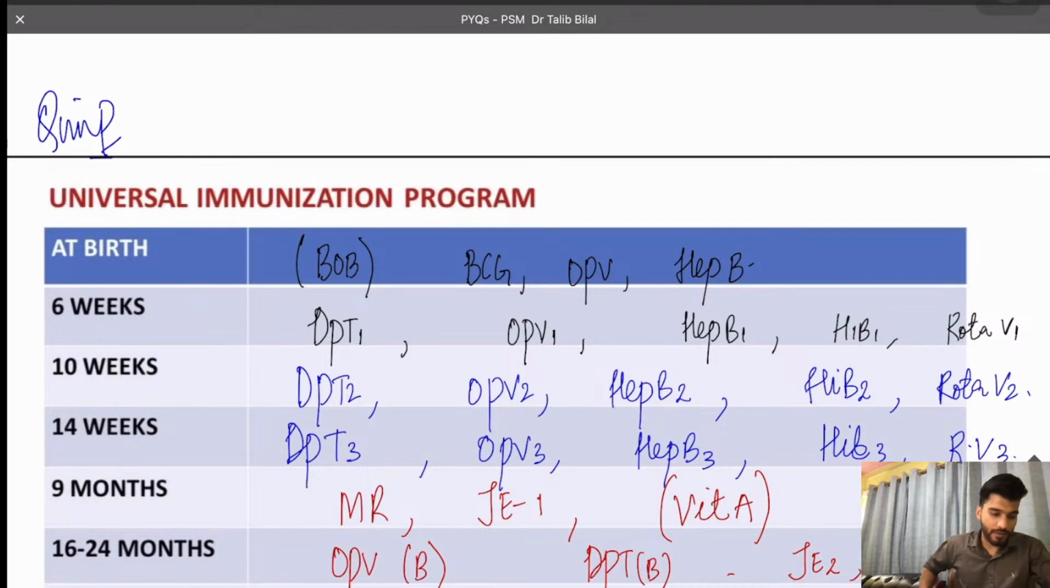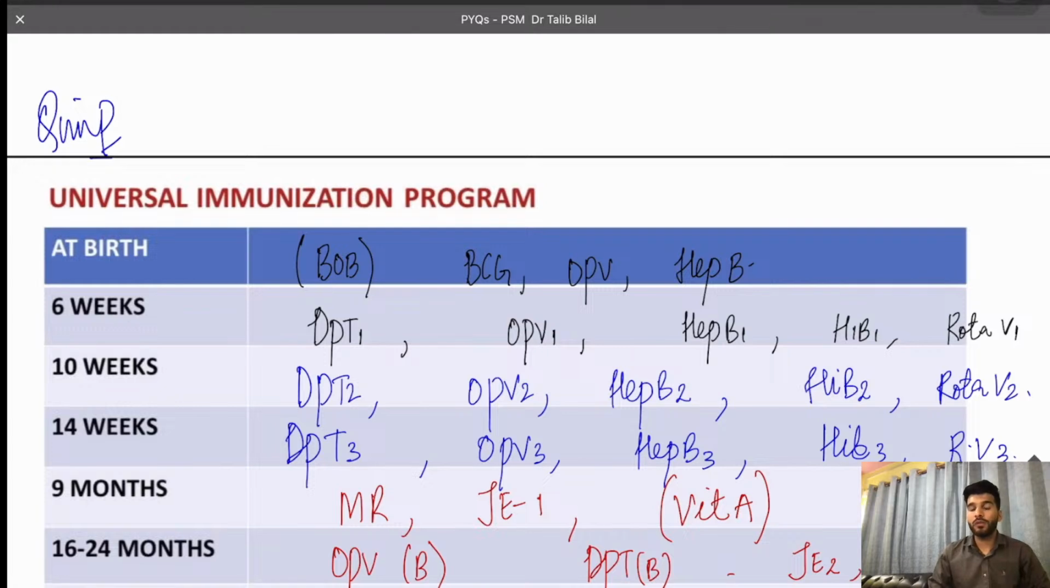Intussusception as a side effect, tough to memorize. Just remember at birth Bob, after that 6, 10, 14, you just have to remember the same line depending on the increase in 1, 2, 3. 10 to 16 is DD, right? So they will ask about birth only. Which of the following vaccine can cause intussusception as a side effect?